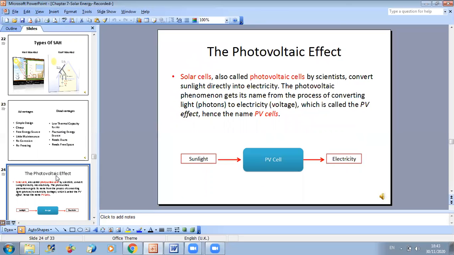Another important application of solar energy is the photovoltaic effect. So as your friends have introduced in their work today, PV cells mainly convert sunlight directly into electricity. So the photovoltaic effect gets its name from the process of converting light to electricity, which is called the PV effect. And from here, we have the name of PV cells.